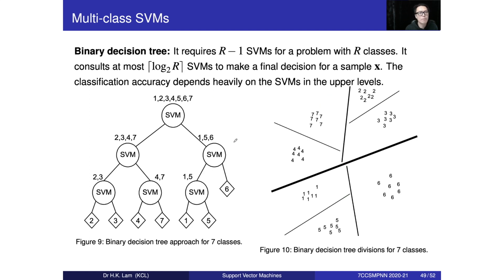And now the next method, that is the binary decision tree. In the binary decision tree, we label the dataset. For example, if we have R cases, we require R minus 1 SVMs. The reason why, just take a look at this case.